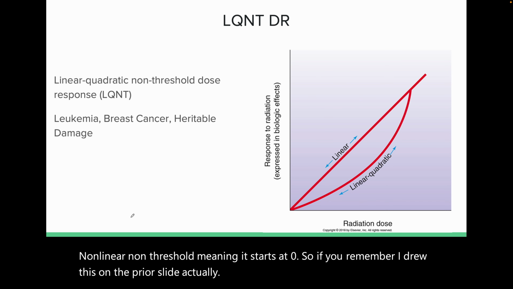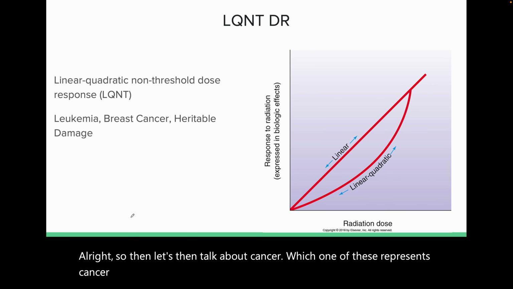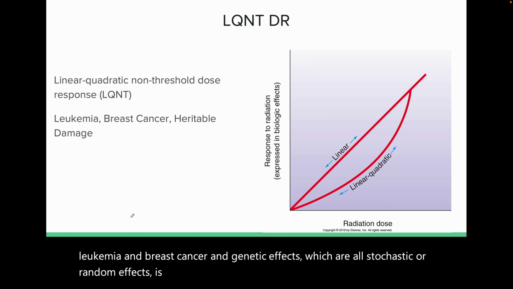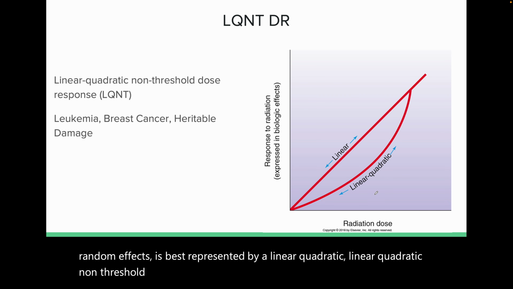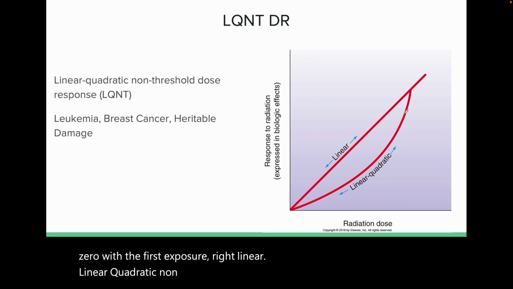All right, so then let's talk about cancer. Which one of these represents cancer? Most scientists have agreed that the risk of leukemia and breast cancer and genetic effects, which are all stochastic or random effects, is best represented by a linear quadratic non-threshold curve, meaning it can start at any point, start at 0 with the first exposure. Linear quadratic non-threshold. That's the one that typically represents those types of cancers.